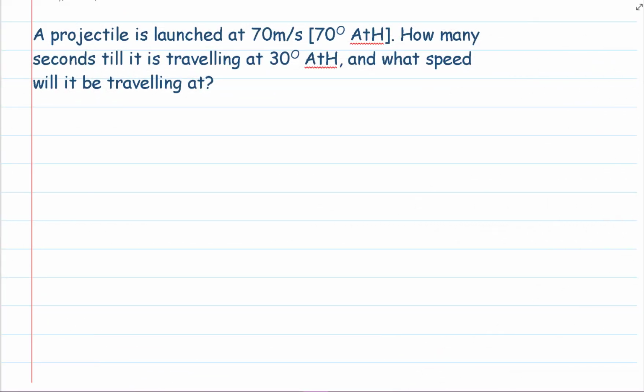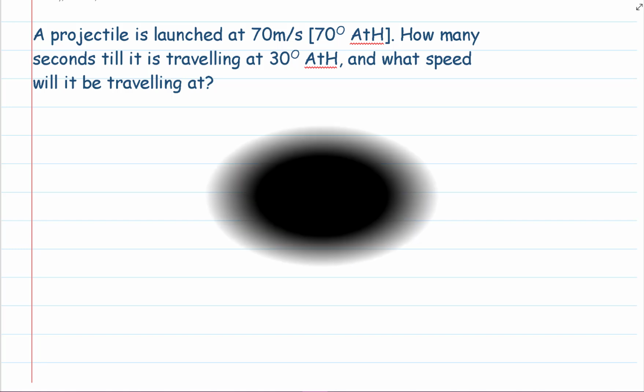Welcome back, physics fans, and we're going to do a projectile question here on the little harder side for physics 12 here, maybe physics 11ers if they want a challenge. Here we go. A projectile is launched at 70 meters per second, 70 degrees above the horizontal. How many seconds till it is traveling at 30 degrees above the horizontal, and what speed will it be traveling at?